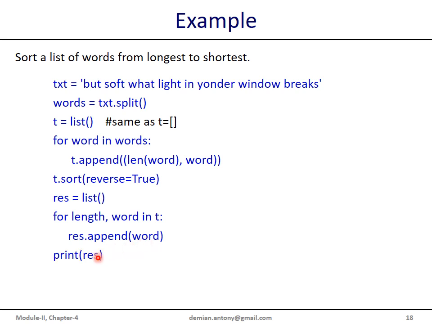Now after execution of this, we get a result list containing only the words in the descending order of the word length. If you print that result list, we get all the words in the descending order of the word length. This is a three phase program. First phase is we split the words and create a list. Then we create a list of tuples, and finally we sort and we store only the sorted words based on the word length.